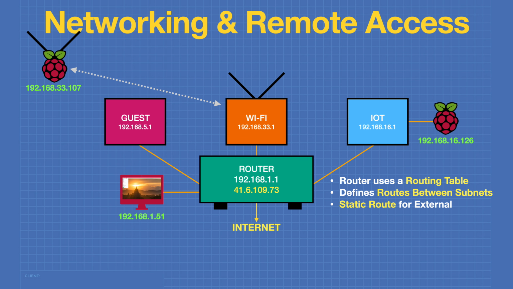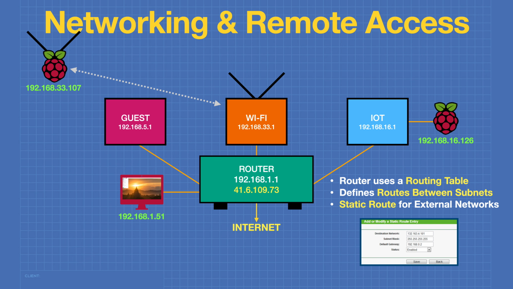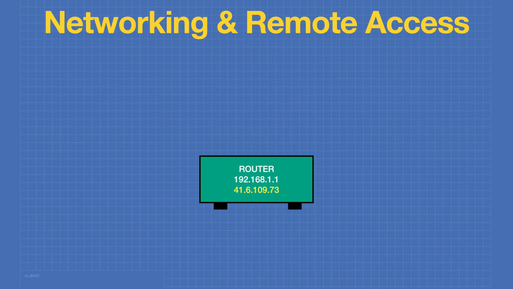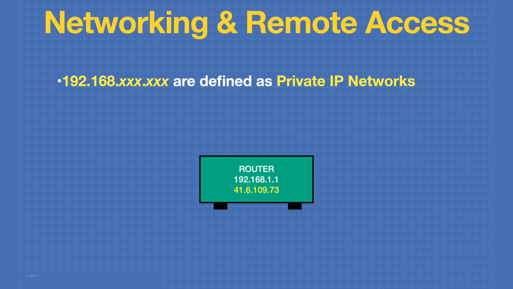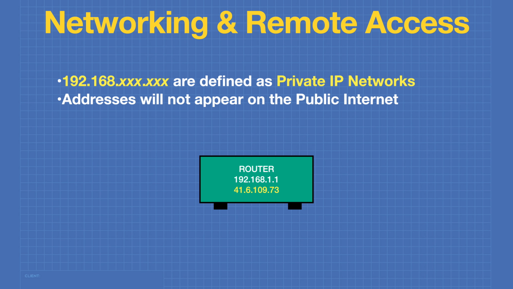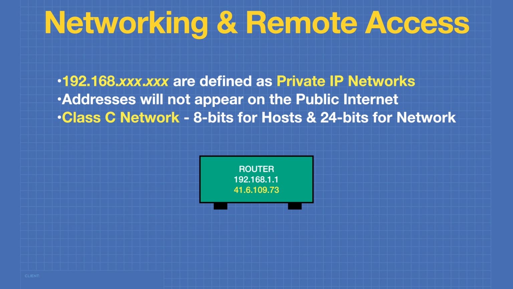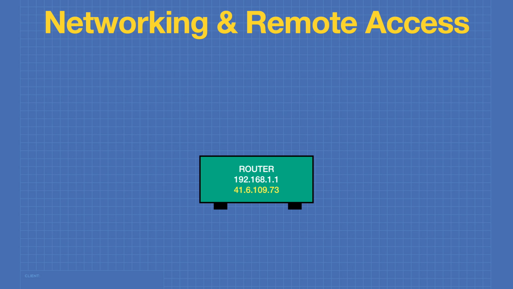If you add additional equipment, you might need to add static routes for those external networks, otherwise they'll be unreachable from your local area network. You might be wondering about those 192.168 addresses. These are defined as private IP networks. This selection of addresses will never appear on the public internet. It's what's called a Class C network with 8 bits for the host and 24 bits for the network.